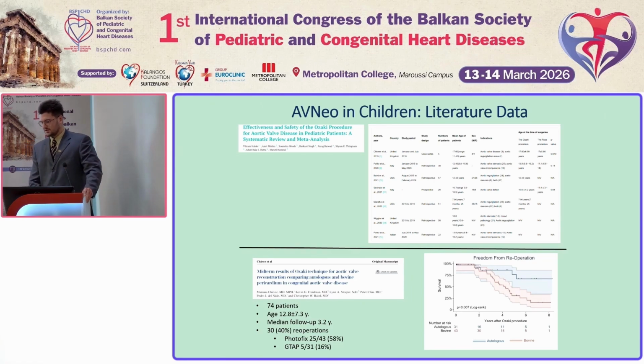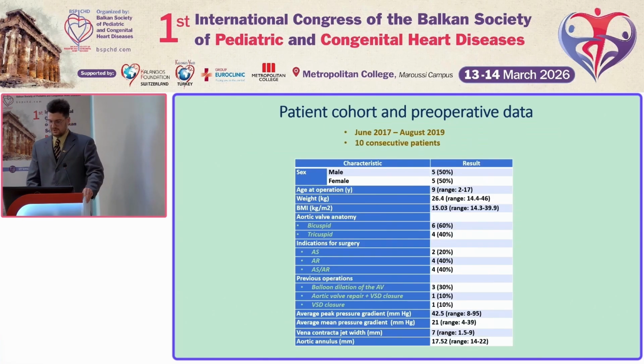Publications on AV neo in children are very scarce. There are only two meta-analyses, one by Indian and one by German colleagues, dated 2023 and 2026 respectively. All of them present immediate and short-term results that are good in patients, although they do not include mid-term and long-term follow-up.